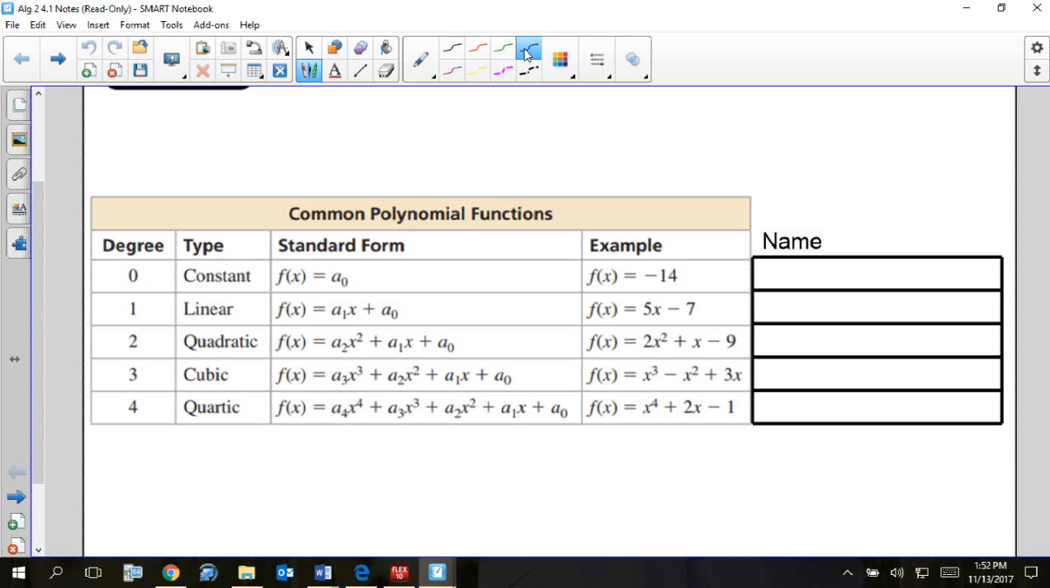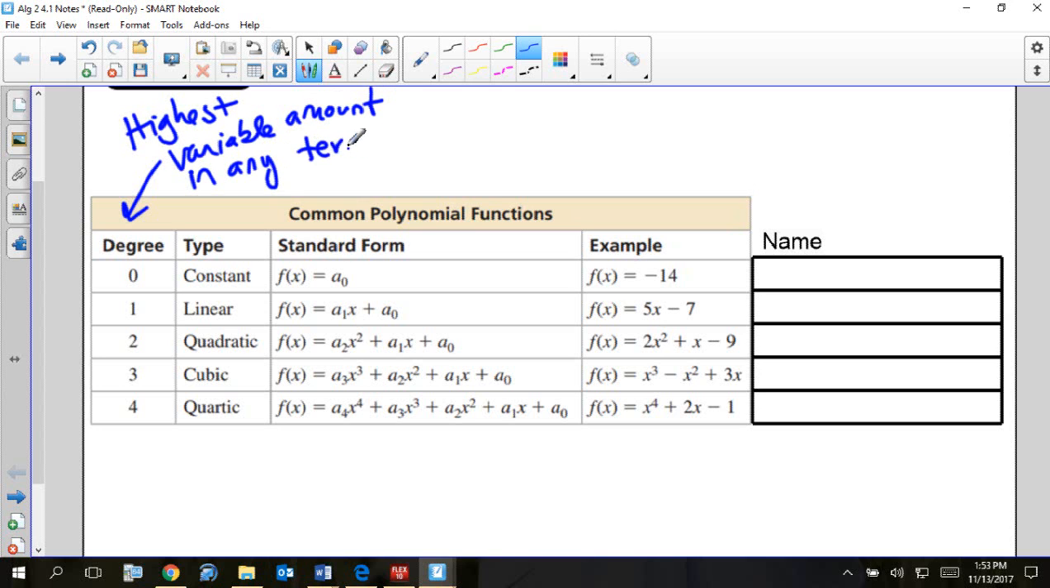So first thing I'm gonna do is just talk about the degree. The degree is the highest variable amount in any of the terms. The highest variable amount. And in order to determine the degree, you have to know what a term is.